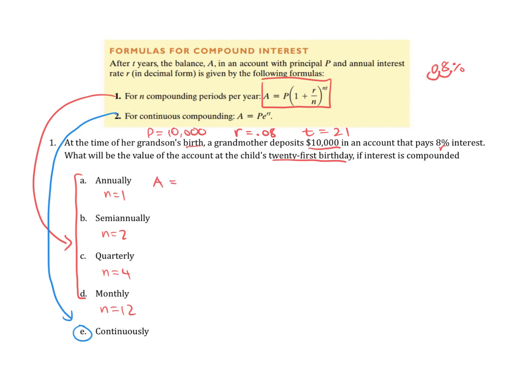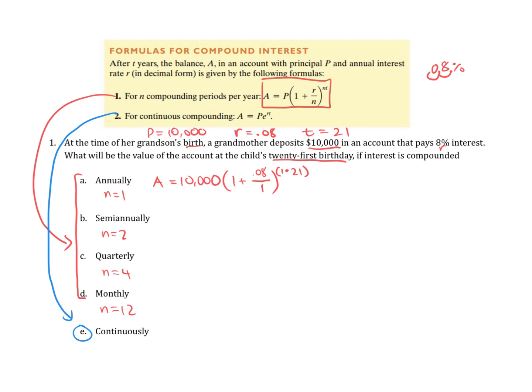of the account, I start with A equals, that's what I'm finding. P is 10,000. And then I do 1 plus the rate, 0.08, over n, which is 1, to the nt, 1 times 21.